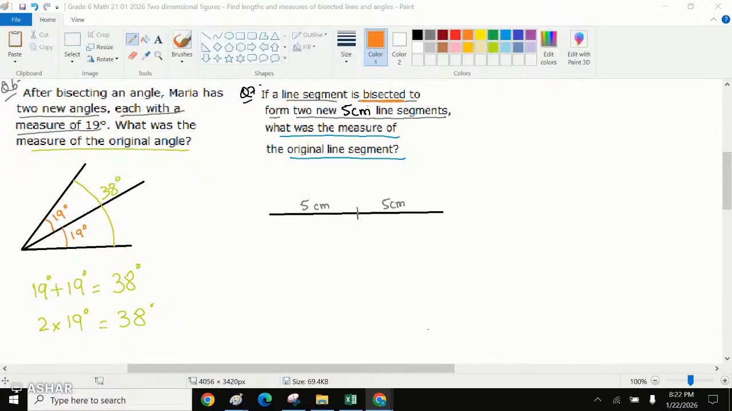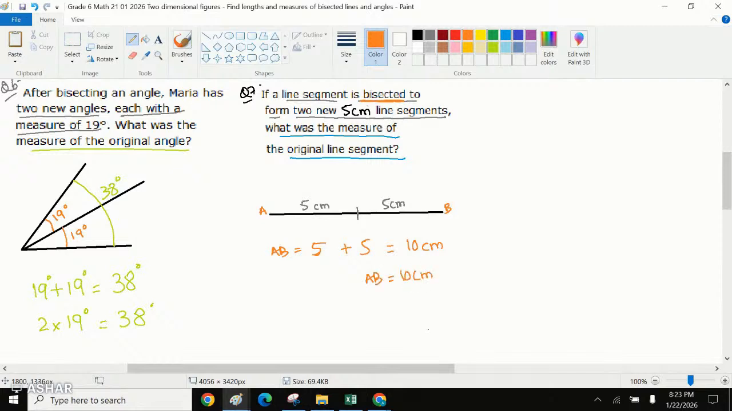If a line is bisected to form two new 5 centimeter line segments, if the two smaller parts were 5 centimeters each, then we say 5 plus 5, and the length of the total line would be 10 centimeters. I usually prefer labeling this so that we know that the length of AB is 10 centimeters.